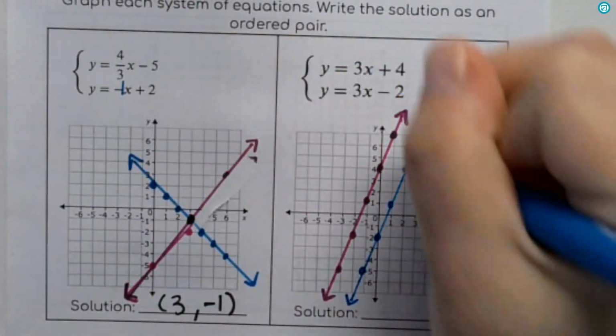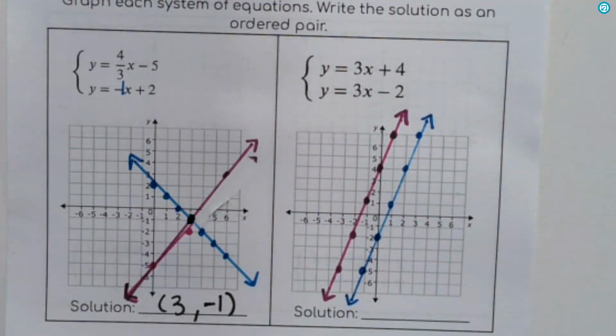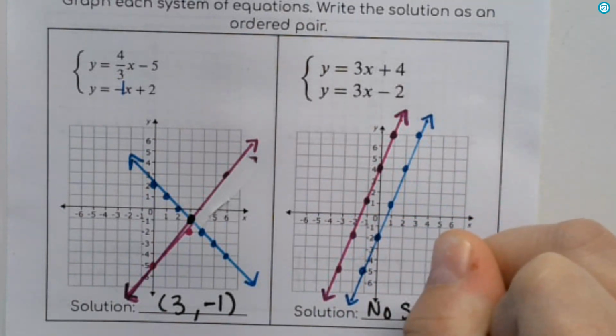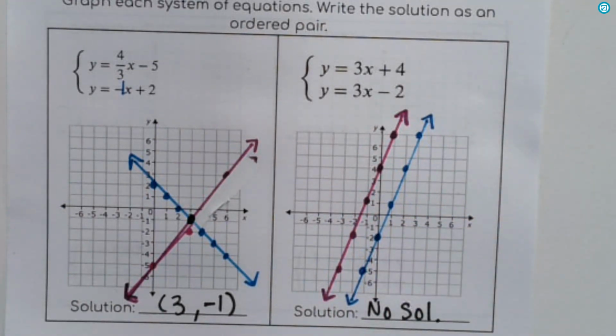Okay, when do these lines cross? Never. How many solutions do they have? None. So we're just going to write down no solutions on the line. So if your lines never cross, you still need to graph them, but then your answer is that you have no solutions. Hey, any questions on either of those problems so far?